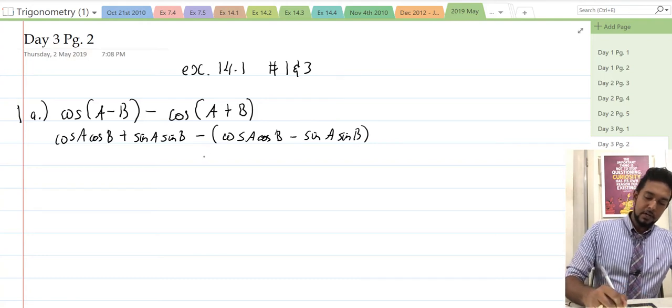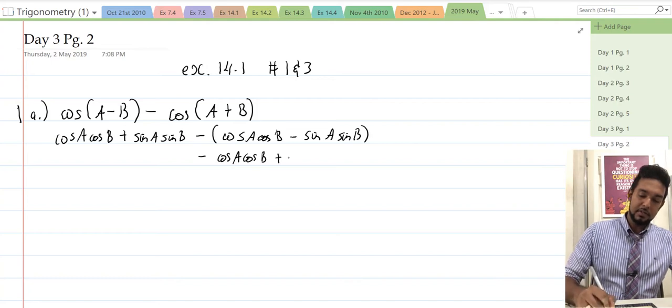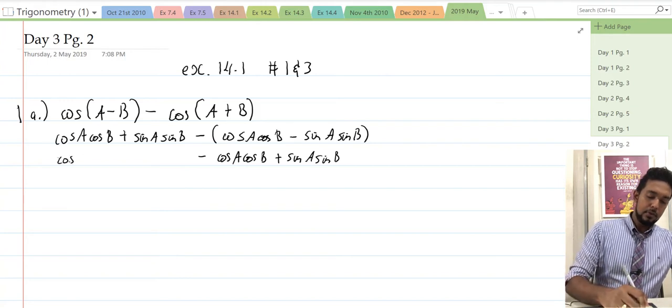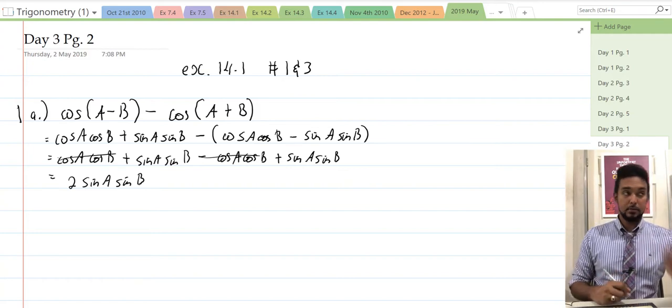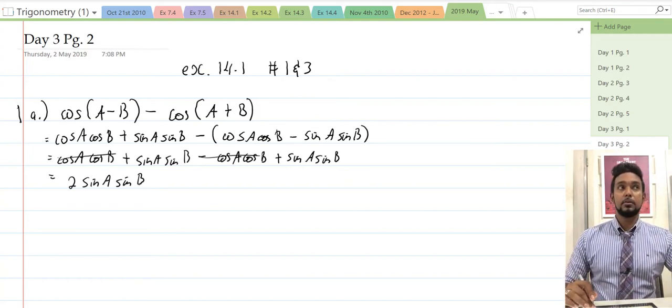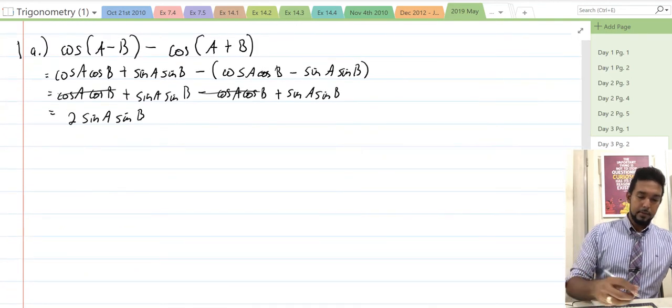Now when you drop the brackets, what's going to happen is the cos a cos b is going to be negative, but the minus sin a sin b will become positive. So what that implies is that the cos a cos b items will cancel out and the sin a sin b items will combine. So we will get 2 sin a sin b. Got that? Alright. Let's check part B now.